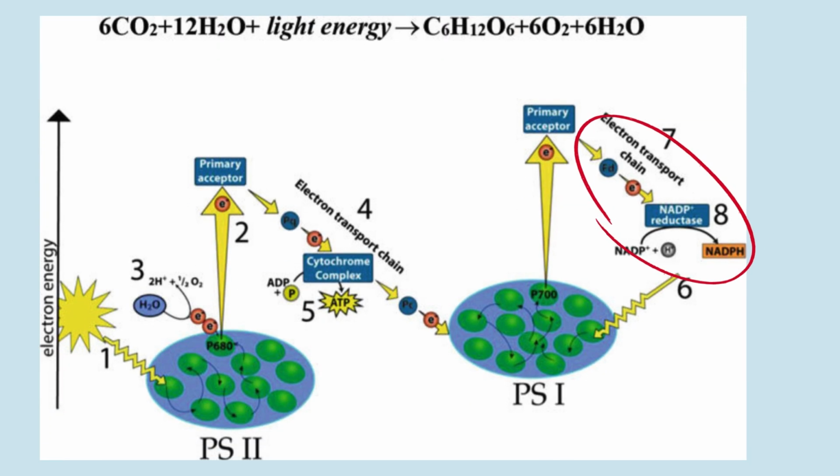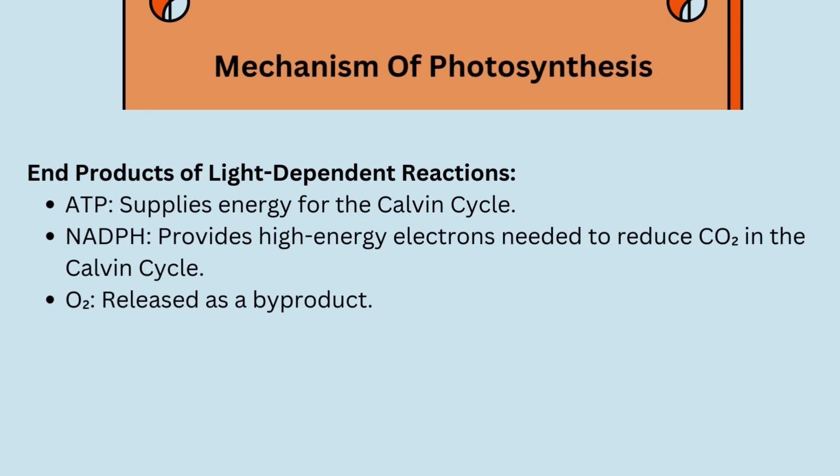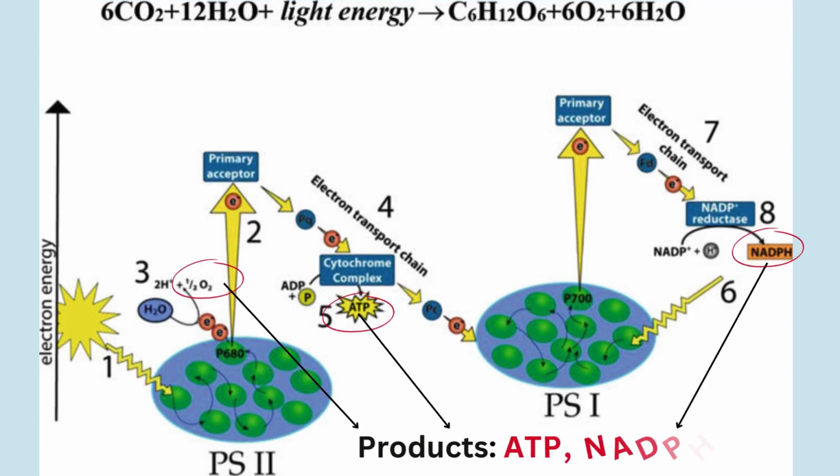Formation of NADPH. The high-energy electrons reduce NADP+ to NADPH, a molecule that will carry electrons to the Calvin cycle. End products of light-dependent reactions are ATP, which supplies energy for the Calvin cycle, NADPH, which provides high-energy electrons needed to reduce carbon dioxide in the Calvin cycle, and oxygen molecule, which is released as a byproduct.